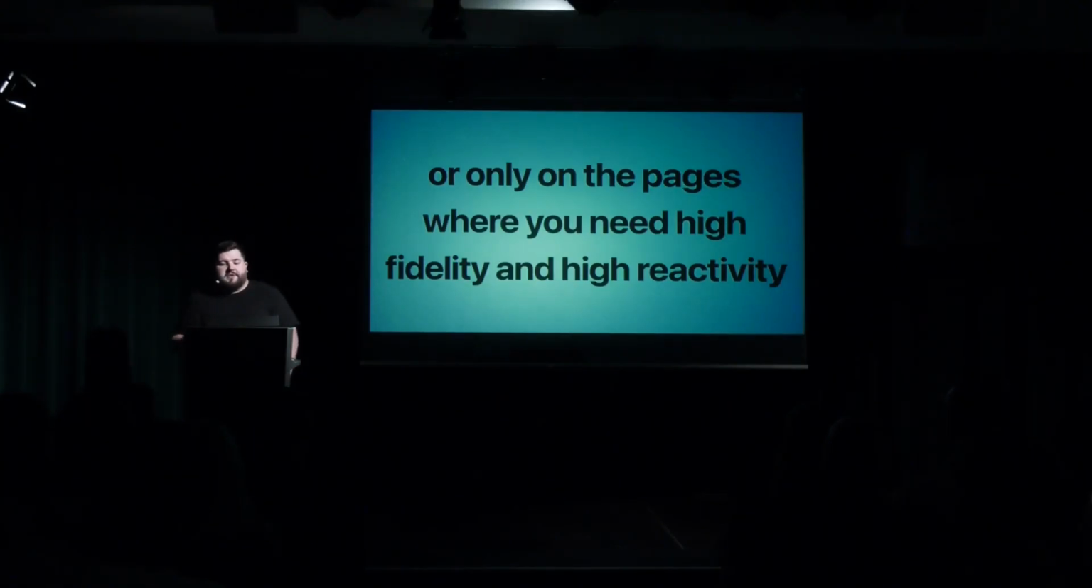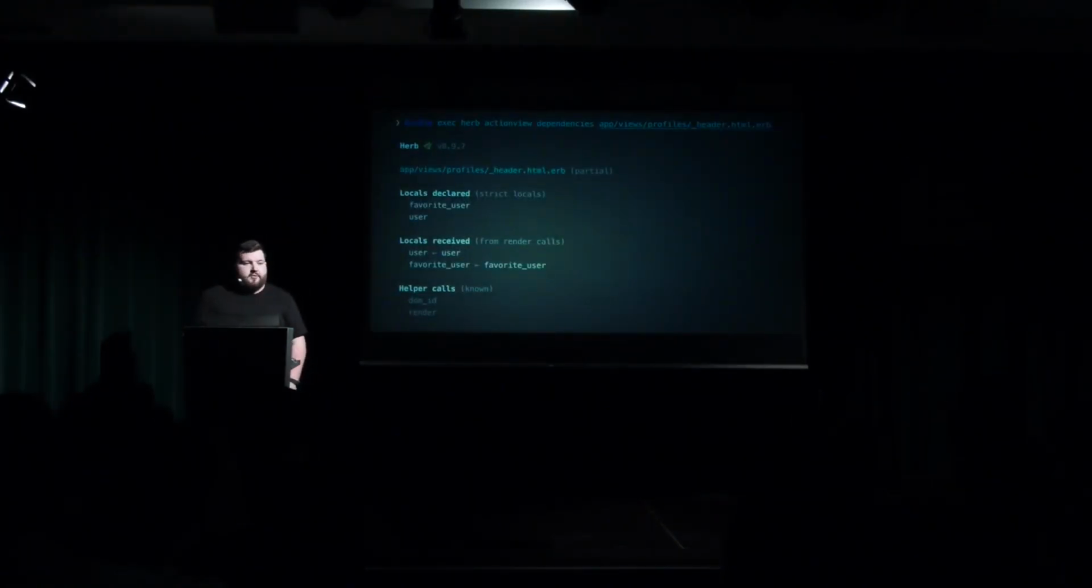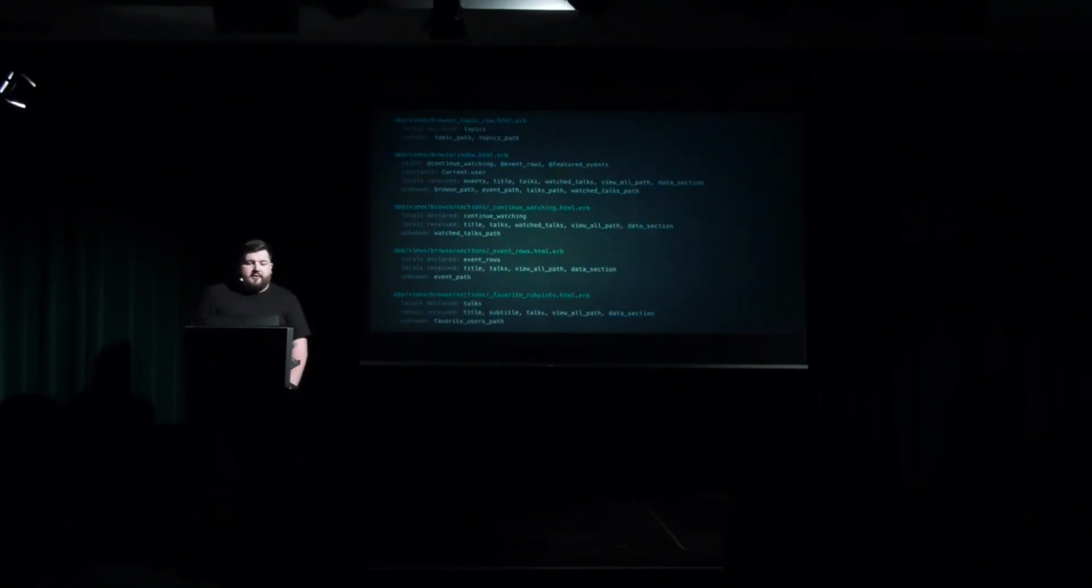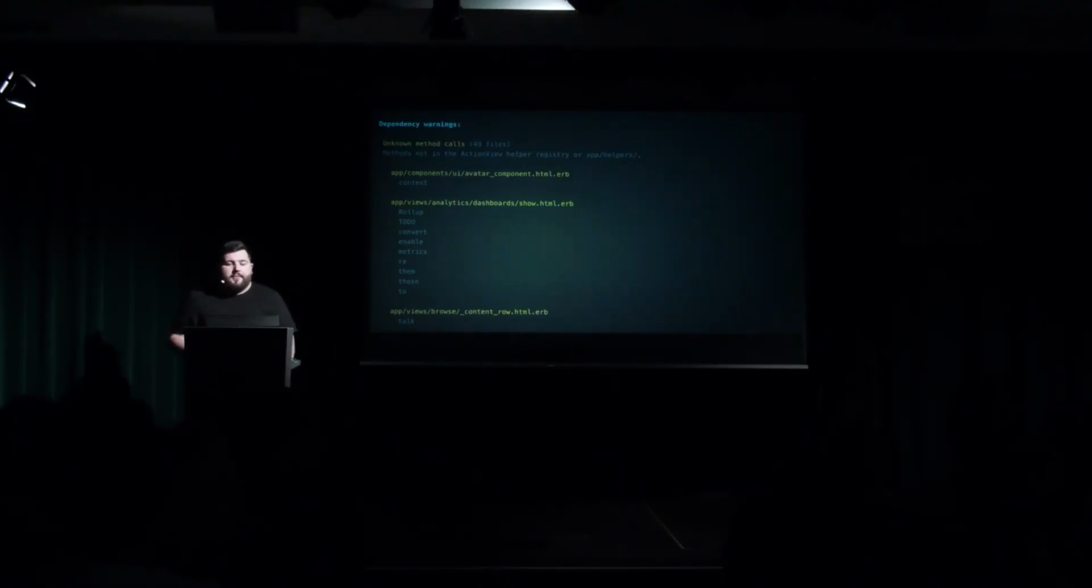And for these unresolved references, we can show you warnings, and this is what we can do with this new ReActionView command in the Herb CLI. You can give it any partial, and it will tell you, here are the locals that are being used. You can see the locals it receives from all its dependencies in this graph. And you can also see which helpers are being used from ReActionView and that they were detected. We can now run this on all templates and add a CI check to make sure that all of these are always resolved. And for the ones we couldn't resolve, we can show you warnings and show you why they couldn't be resolved and what they are about.